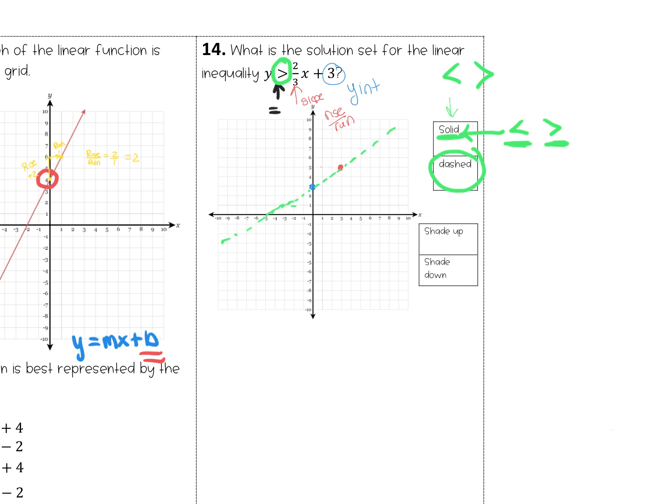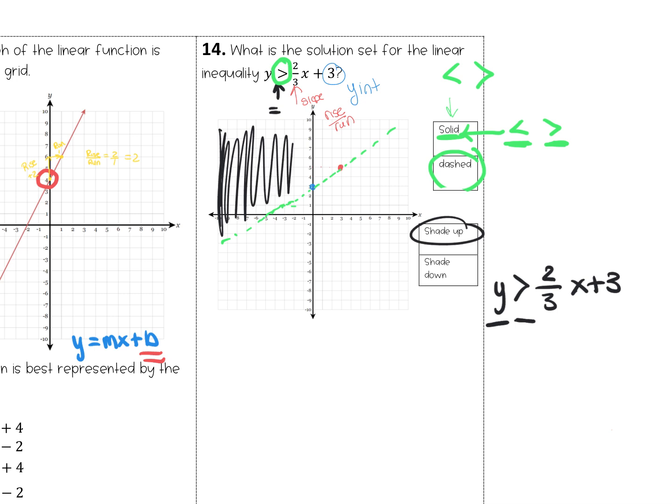And then we have to tell it where to shade. I have to shade up or down. If I write this equation, it says y is greater than 2 over 3x plus 3. Y is bigger. I want the y's bigger. Bigger means on top. So I want to shade up. So I would shade up. The computer would do all that shading for you.